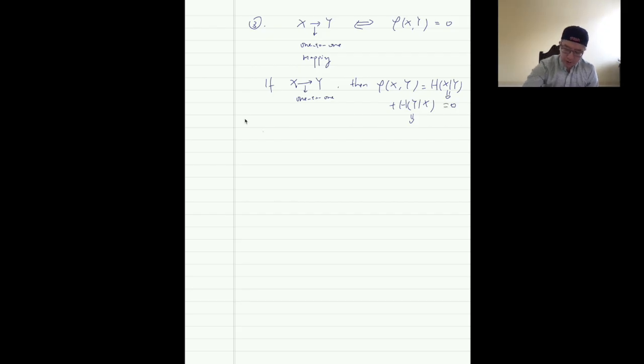And let's say rho xy equals 0. Then we can see that H(Y|X) has to be 0 because each term is bigger than or equal to 0. These two terms also have to be 0. So from here we can conclude that x and y has to be a 1-to-1 mapping.